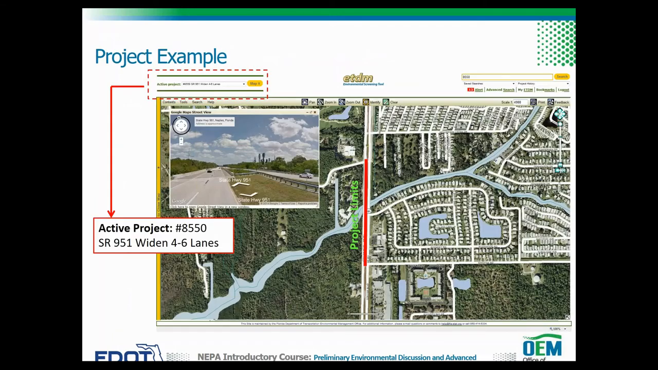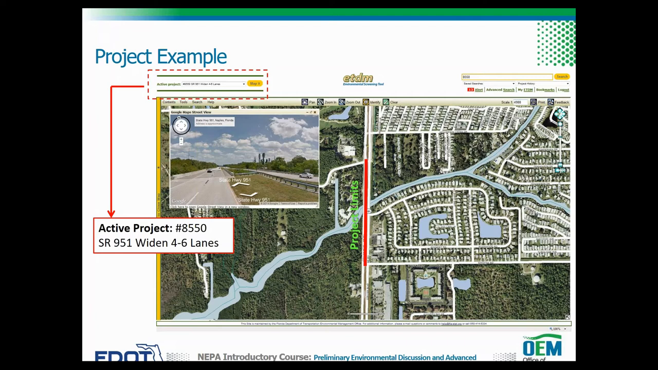Let's look at an example project. In the upper left-hand corner of the ETDM screen, you can see that the active project is State Road 951, which is proposed for widening from 4 to 6 lanes. The north-south project limits are shown in red in the middle of the screen. Let's look at some aerials and photos of the site to see what kind of project information we can gather to prepare a PED.